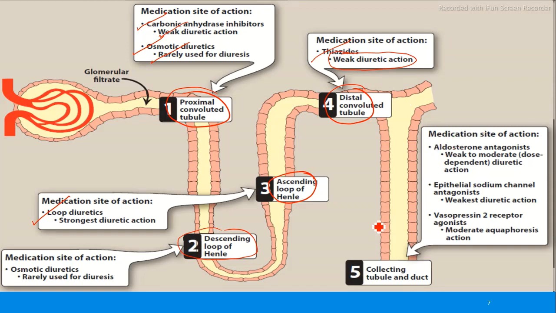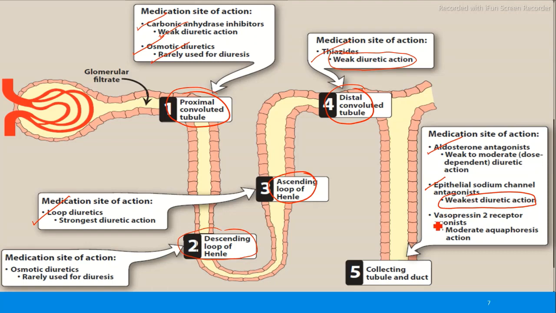In the last part, the collecting tubule and duct, the medications which act at this site include the aldosterone antagonists. Why here? Because the receptors for aldosterone are present only in the collecting tubules. They are weak to moderate diuretics, depending on the dose. Then we have the second type of diuretics that act at the collecting ducts, the epithelial sodium channel antagonists. These diuretics have the weakest diuretic action.